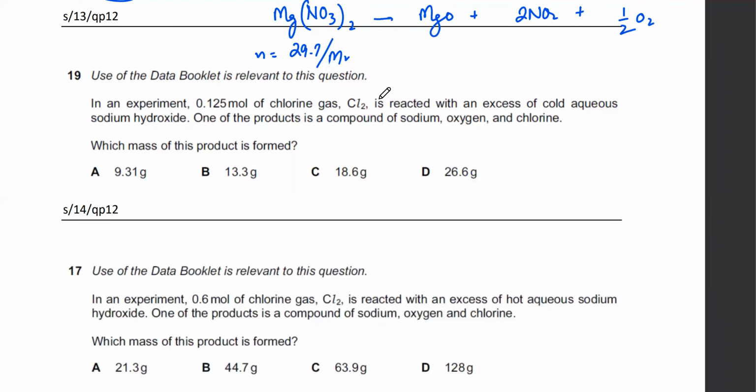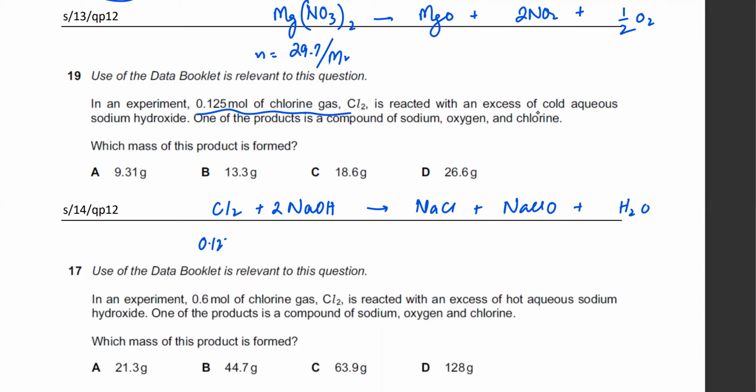You've got 0.125 moles of chlorine, and it's reacted with cold aqueous NaOH. This is an equation that you have to remember; you're going to study this in inorganic. When it reacts with cold NaOH, it produces NaCl. This would be 2. It would produce NaClO, and it's going to produce H2O. So that's the whole reaction. So you've got 0.125 moles of chlorine.